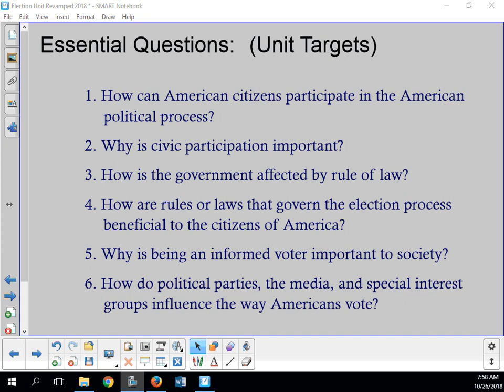Okay, so we are beginning this unit with these essential questions. These are our unit targets. Please write them down. By the end of this unit, I hope you will be able to answer all of these questions. It will also make good test questions.